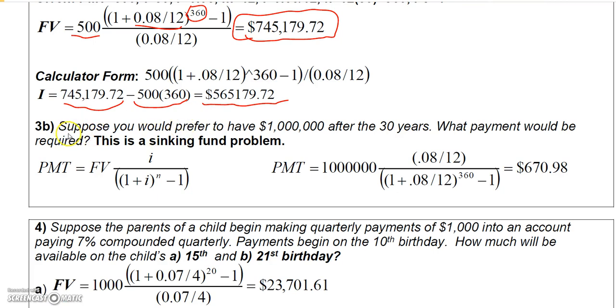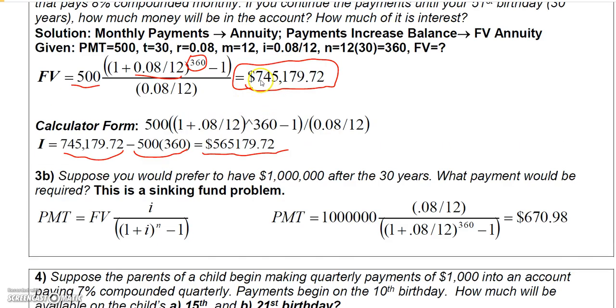Now, the next one says, all right, so we know I got this much, that's how much I'd have if I made investments of $500 each month. But what if I said I'd rather have $1 million after 30 years? Then I figure out what payment would get me there. Well, then this would be a sinking fund problem.